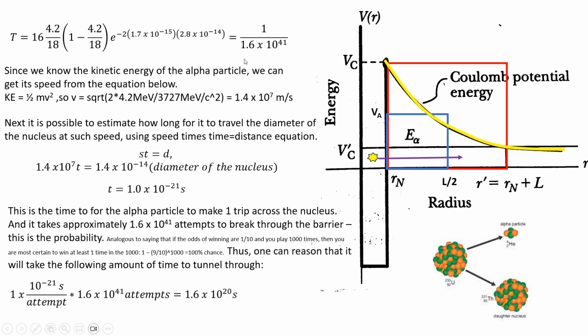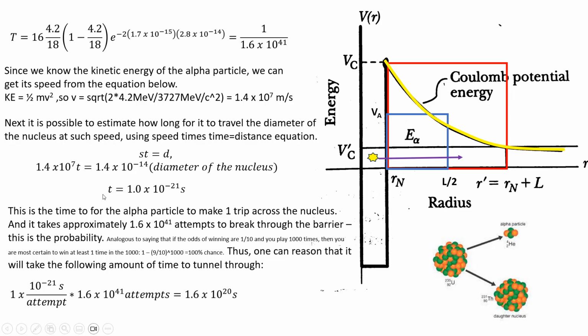So again, the probability of an alpha particle tunneling through this barrier is 1 divided by this number. I can get the velocity of the alpha particle because I have its kinetic energy, using this well-known formula: 1.4 times 10 to the 7th meters per second. I can figure out how long it takes to make a trip across the nucleus because I know its speed and I know the distance across the nucleus. Solving for time, that's 1 times 10 to the minus 21 seconds.